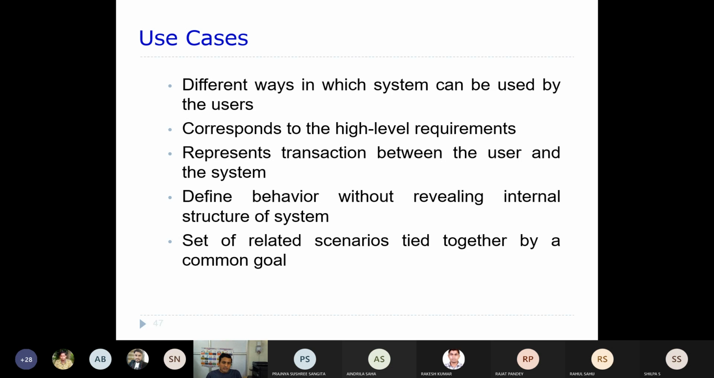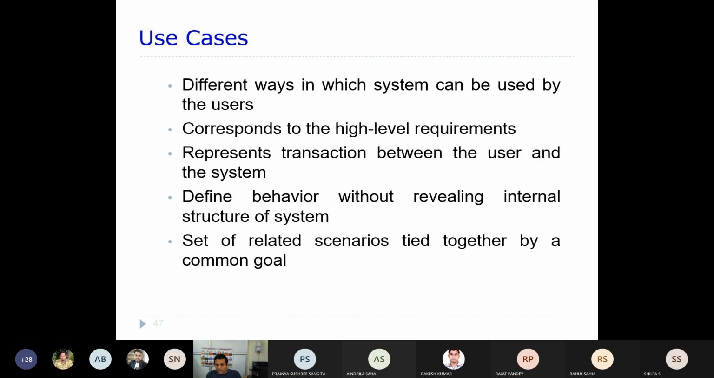The other scenario can be like this. You have entered the amount to withdraw, but maybe at that point of time the amount that you entered is not available. That much money is not available in your account. What will happen? Maybe the scenario is insufficient money. So this is another scenario tied.